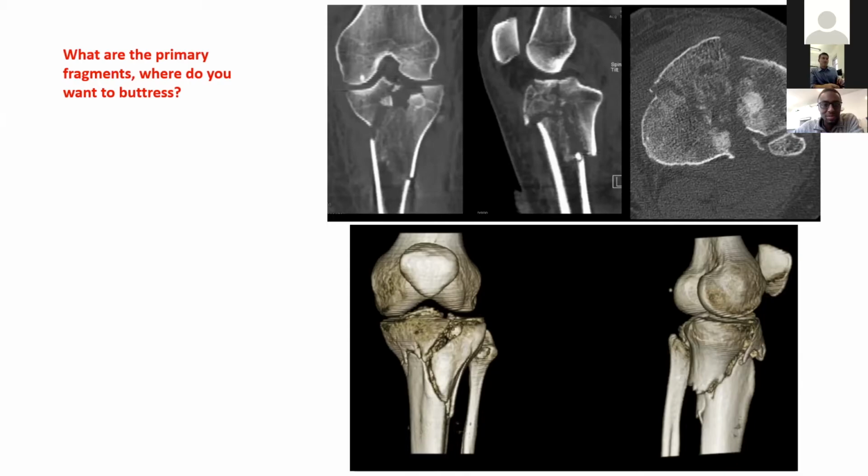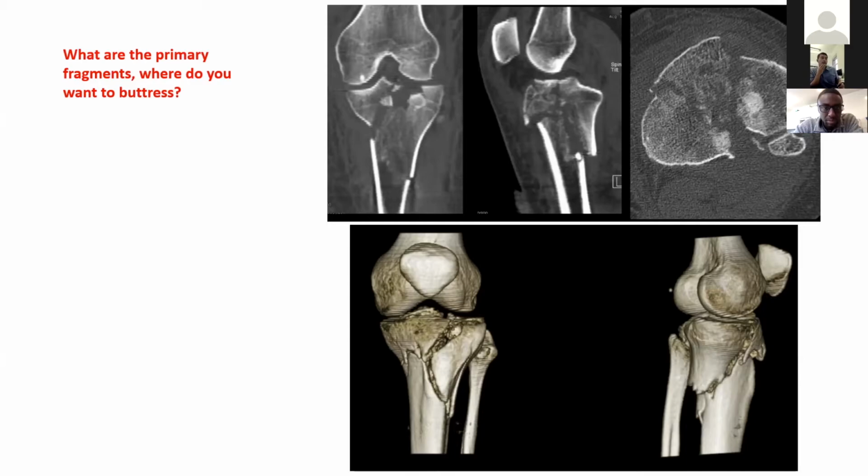Hey, can you guys hear me? Hey, yeah. So if you're looking at this, what do you think of the primary fracture fragments that you have to buttress? Yeah, so I see three main ones. There's the classic posterior medial one, there's a lateral one, and there's that anterior one. So I think you have to buttress the posterior medial one for sure, the lateral one, and then there's the tubercle. So I would put a plate on the front as well. Yeah, the plate on the front.